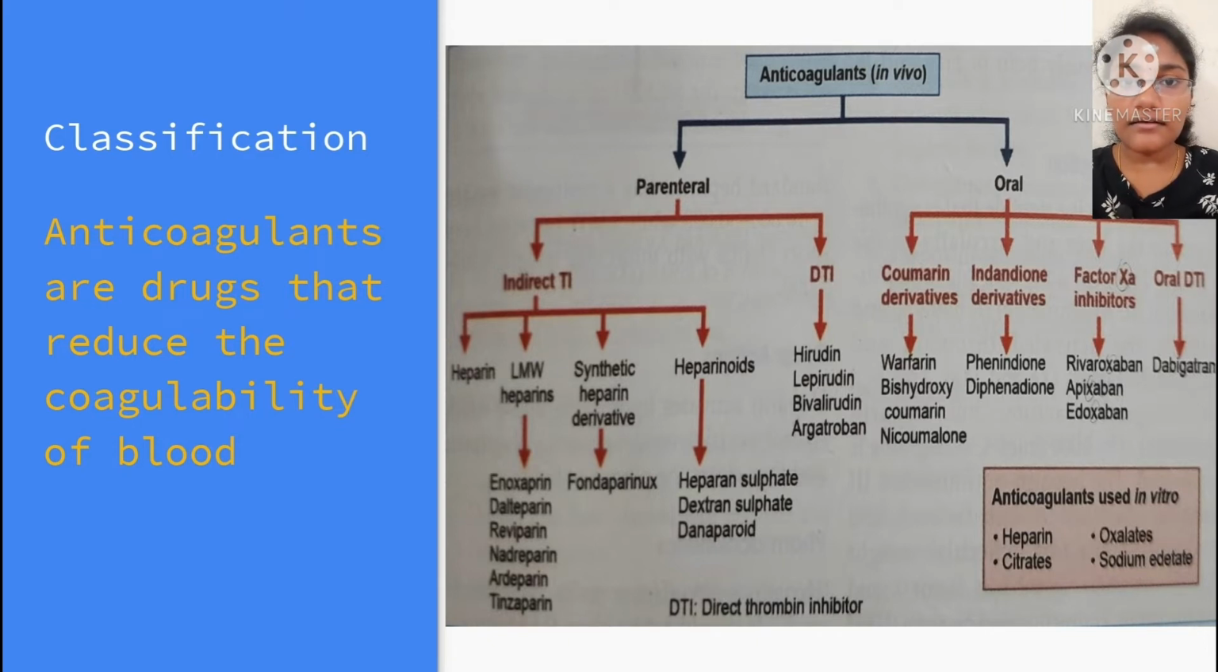As you can see in the classification table given in the slide, heparinoid examples are heparan sulfate and dextran sulfate, and heparinoids are usually present in the blood. Danaparoid is a heparinoid that is made synthetically, but usually heparan sulfate is present in the plasma. The synthetic heparin example is fondaparinux, and we'll get back to this later. The low molecular weight heparins have examples such as enoxaparin, reviparin, nadroparin, etc.